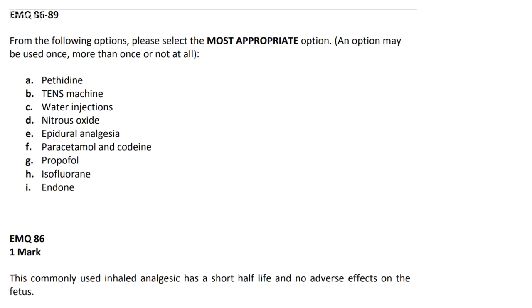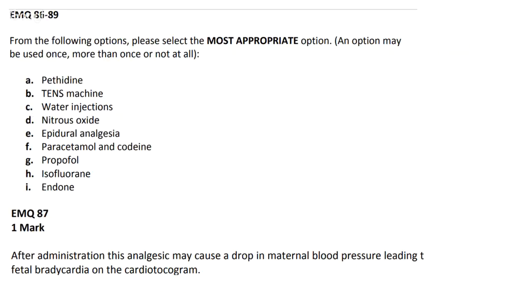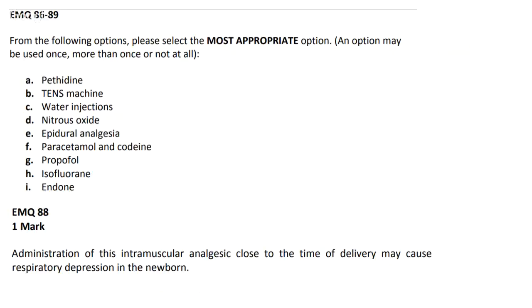All right. Most commonly used inhaled analgesic, short half-life, nitrous. That would work. Okay. So after administration, this analgesic may cause a drop in BP, leading to bradycardia on the CTG. Yes, epidural. And for everybody here, we're going to be talking about analgesia very soon. Okay, next one.